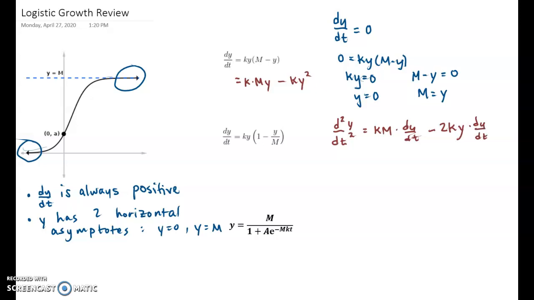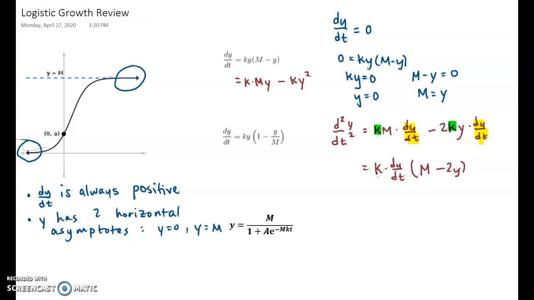And then we look for like terms, and it looks like if we wanted to factor this second derivative, we could take a dy/dt out, because both terms have a dy/dt. And we could also factor out a k, because both terms have a k. So I'm going to go ahead and do that. So we have k times dy/dt times (m minus 2y).